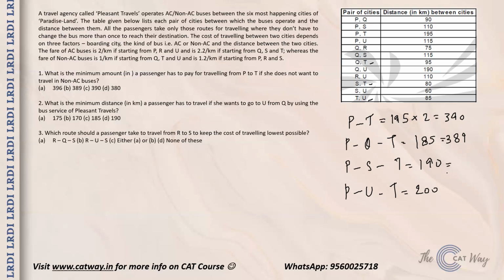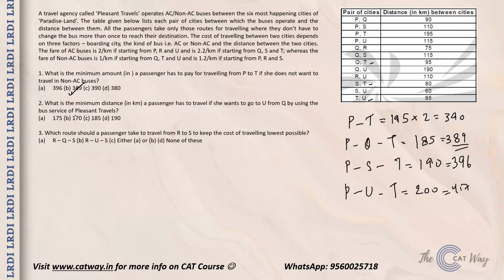Yeah. So total they are charging 396. Okay. And for PU, what is happening? So PU they are charging 115 into 2, that is 230 rupees. And from U you are traveling 85 kilometers at 2.2 rupees. So they are going to charge ultimately 412 rupees. So the minimum cost is 389. So the correct answer becomes option number B.